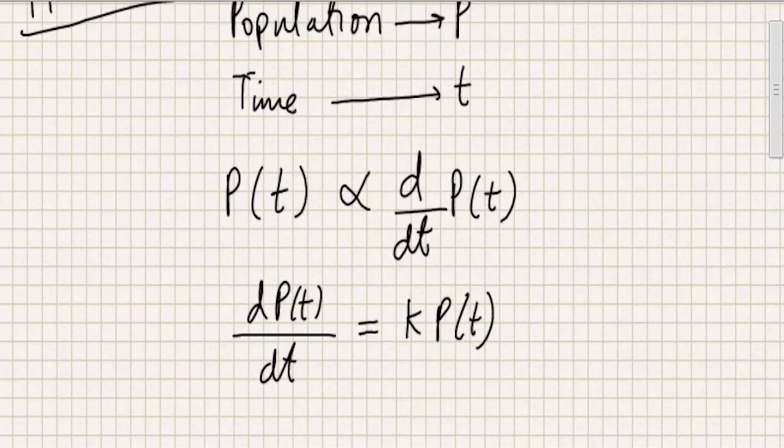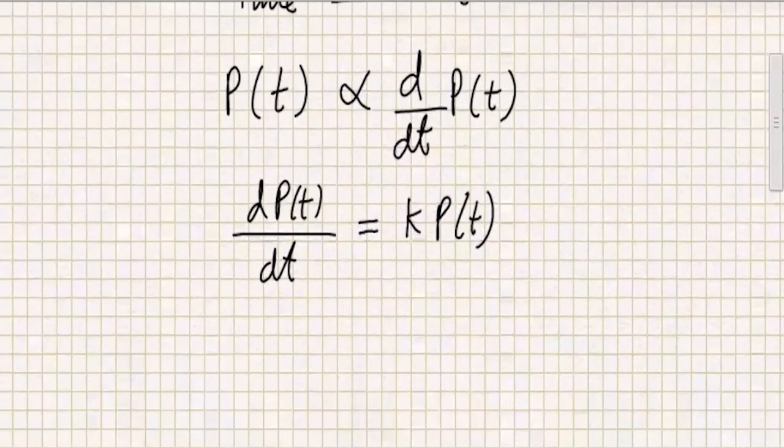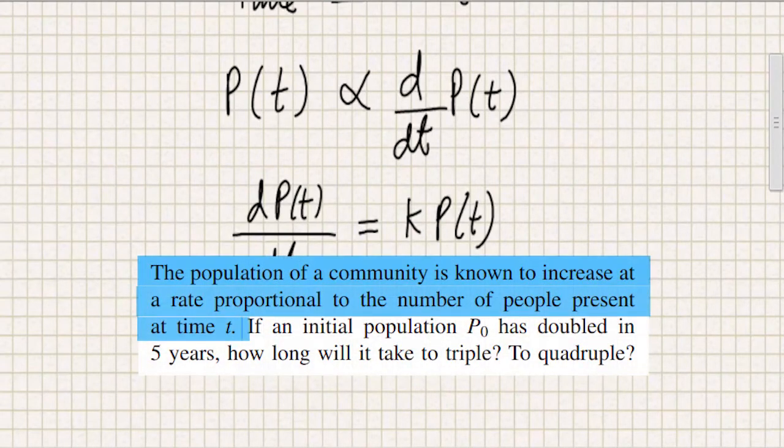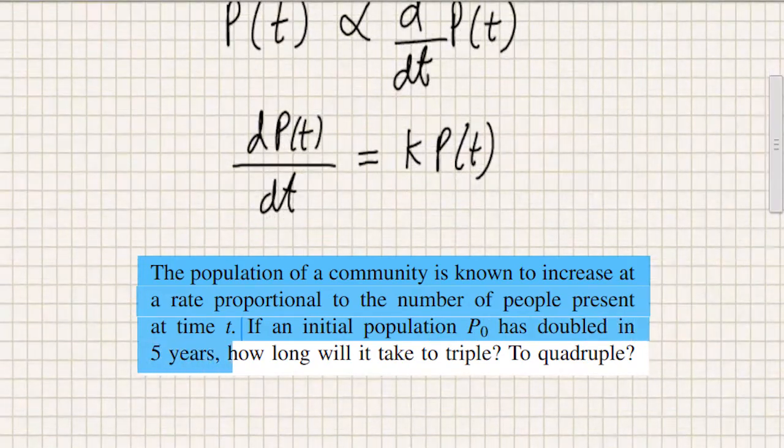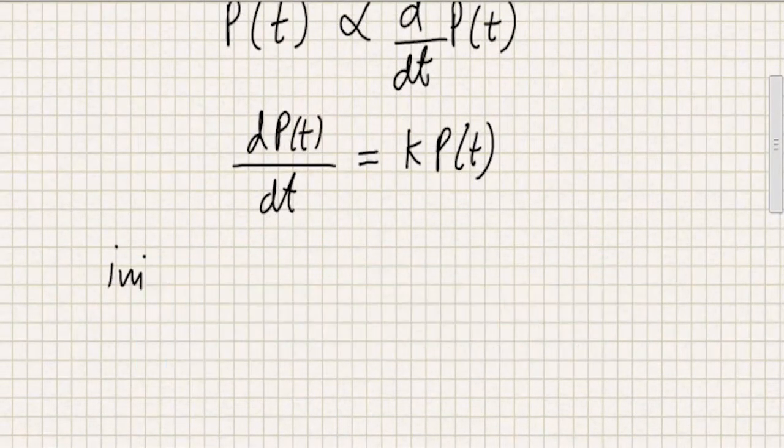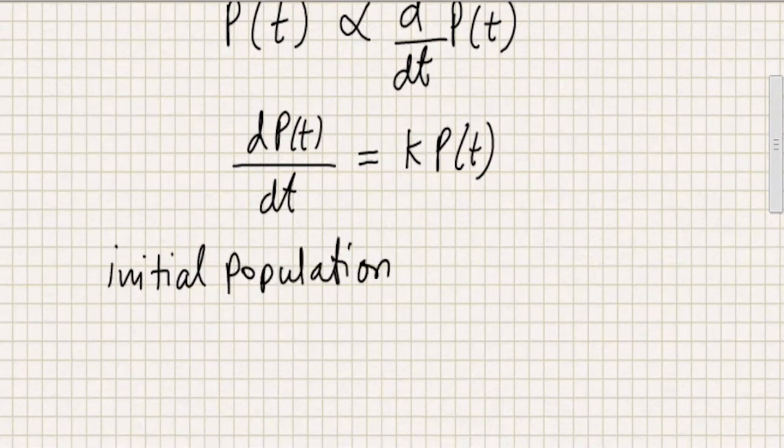To solve these problems, we are normally given more information. The further information given is that if an initial population P0 has doubled in 5 years, how long will it take to triple and to quadruple? It is an initial value problem, and initial values are used for real life applications. The initial value or initial population is called P0.